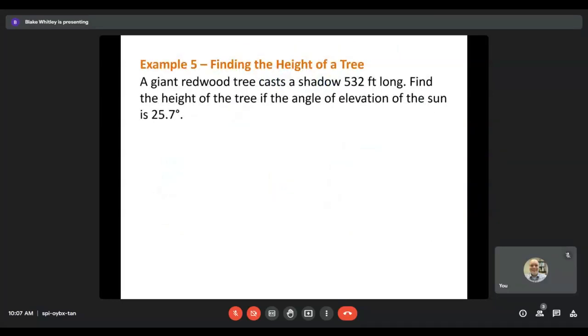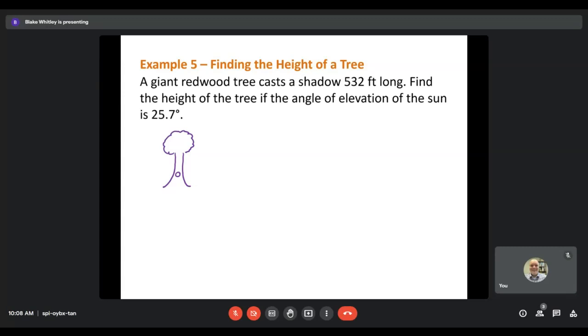All right, so number 5, a giant redwood tree casts a shadow 532 feet long. We want to find the height of the tree if the angle of elevation of the sun is 25.7 degrees. So first thing I'm going to do, I'm going to try to draw ourselves a picture of what we're looking at. And I'm no artist, so don't laugh at my trees. Okay, but I'm going to have a tree. Okay, so there's my tree.